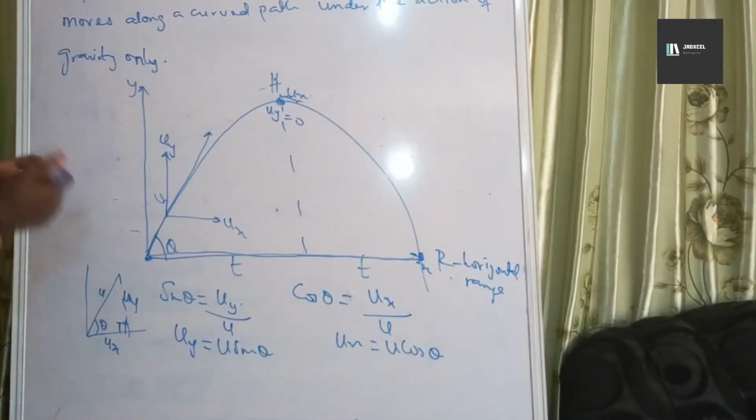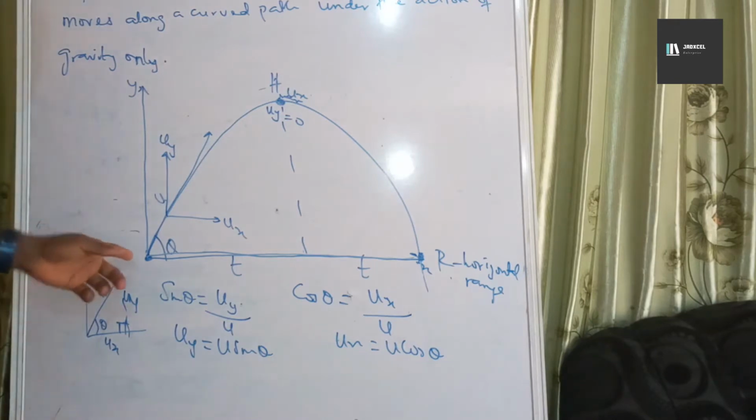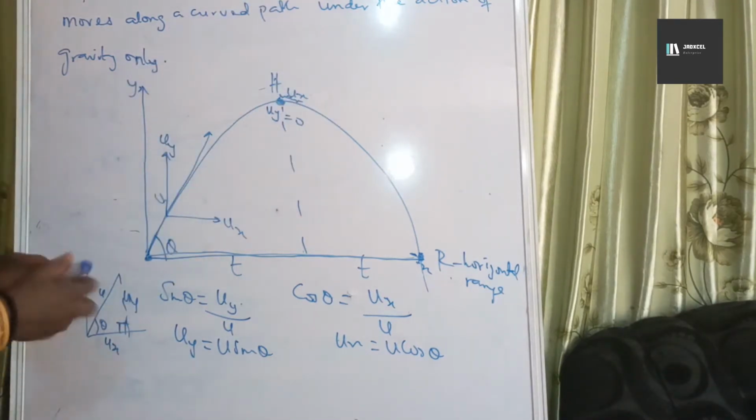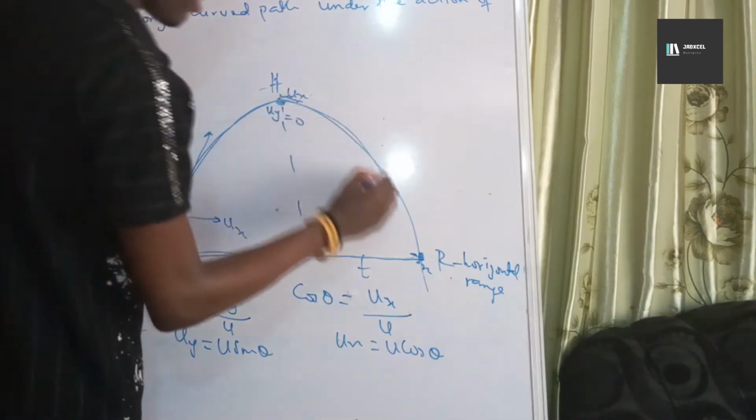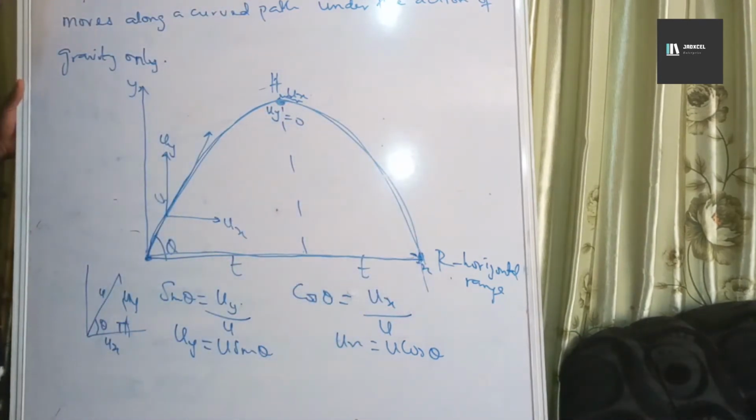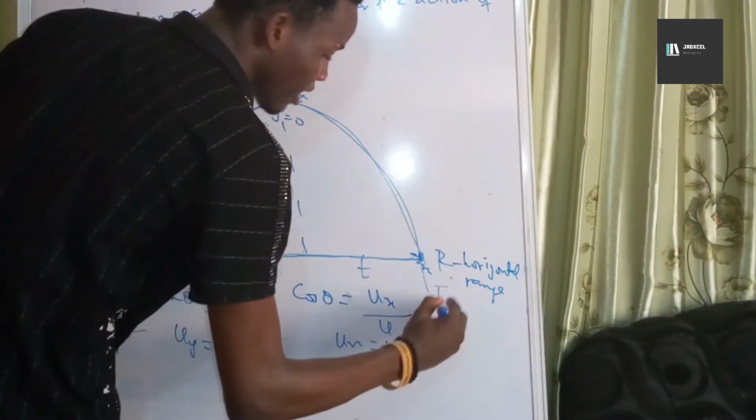If I'm now looking at the total time taken for this whole motion, we call that our big T. That's the time taken for it to move from here to this point. We call that our big T, and that's our time of flight.